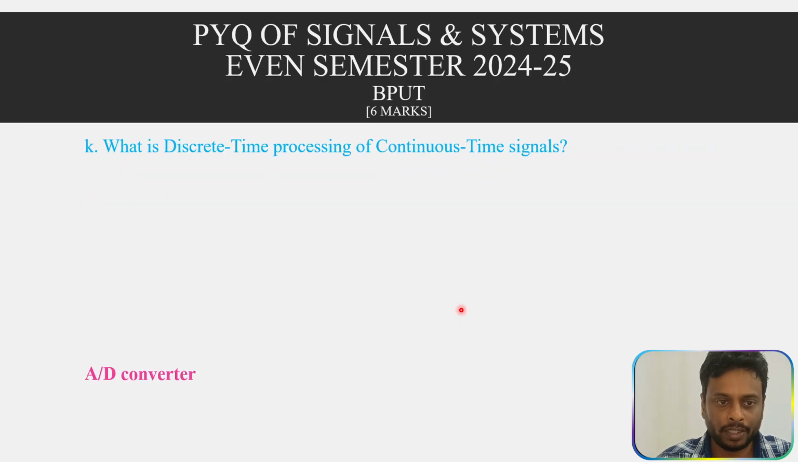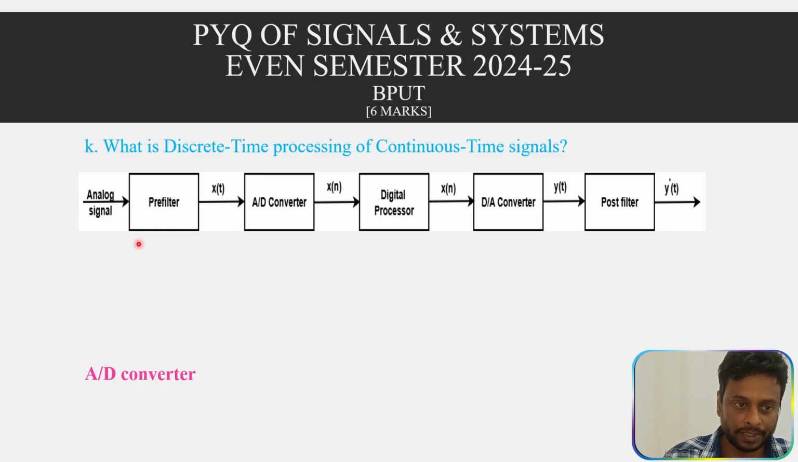Next one is discrete time processing of continuous time signals. We have an analog signal, which passes through a pre-filter and is still an analog signal. That analog signal is then converted to a digital signal, the discrete signal x(n). Then it is processed by the digital processor, and then passed to the DA converter to get the analog output. Then we have a post filter to get back the signal. So this is our discrete time processing of continuous time signals.